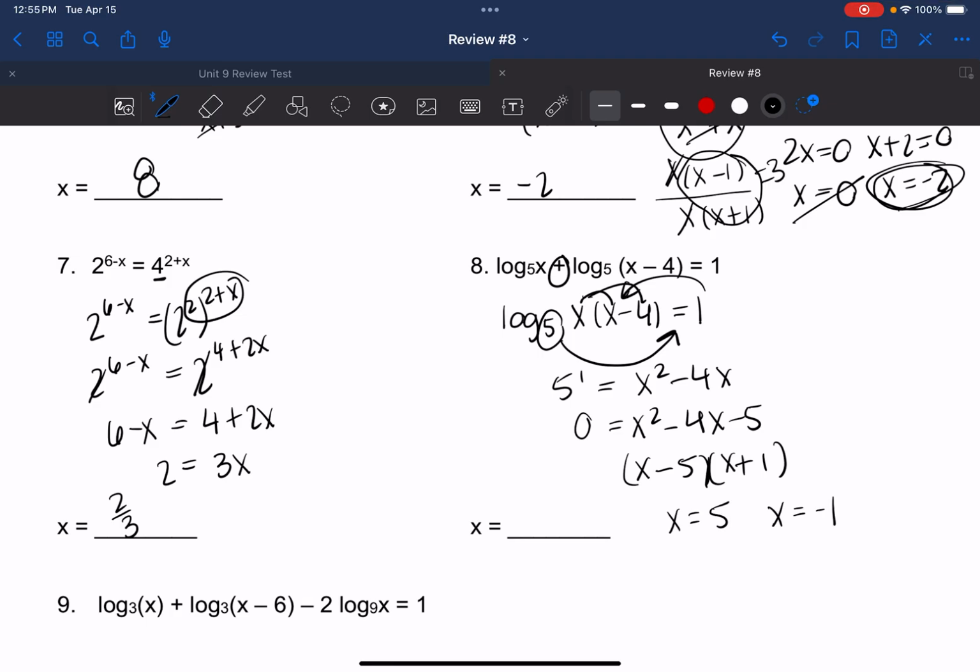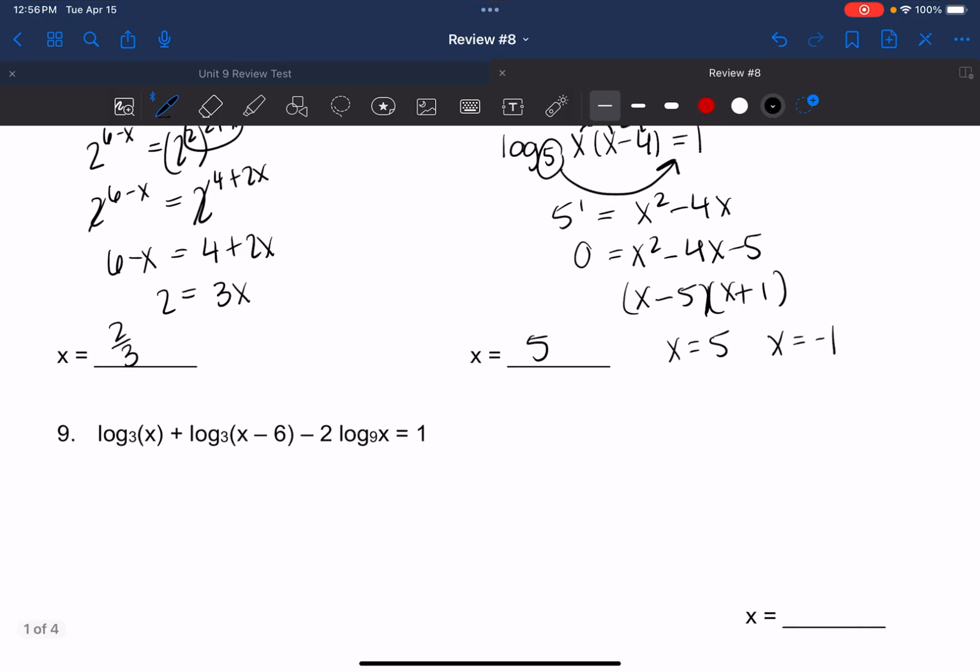And then I'm going to go and check those solutions. So I can plug 5 in here. 5 minus 4 is positive 1, and I can plug 5 in here. That works. But I cannot plug in negative 1 here or here because then I'd be taking the log of a negative. So only the 5 works.